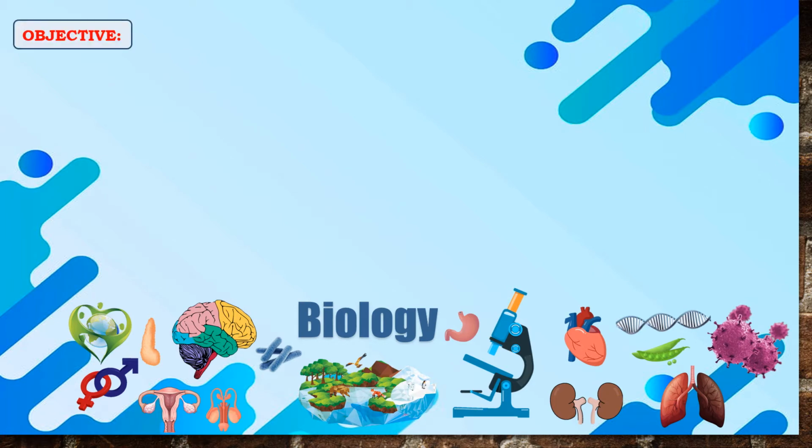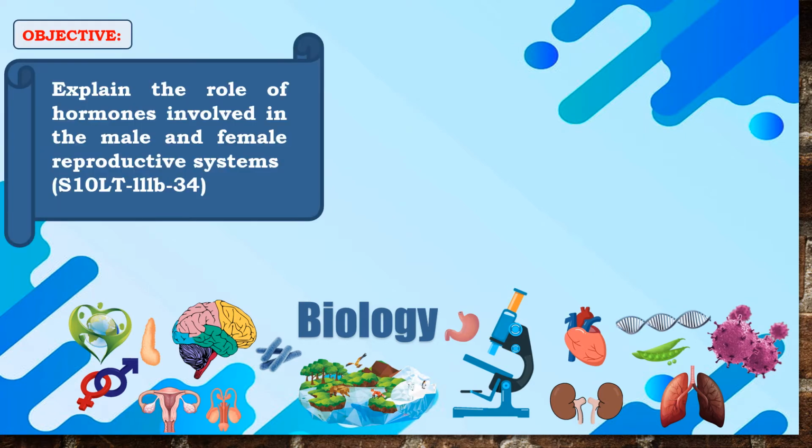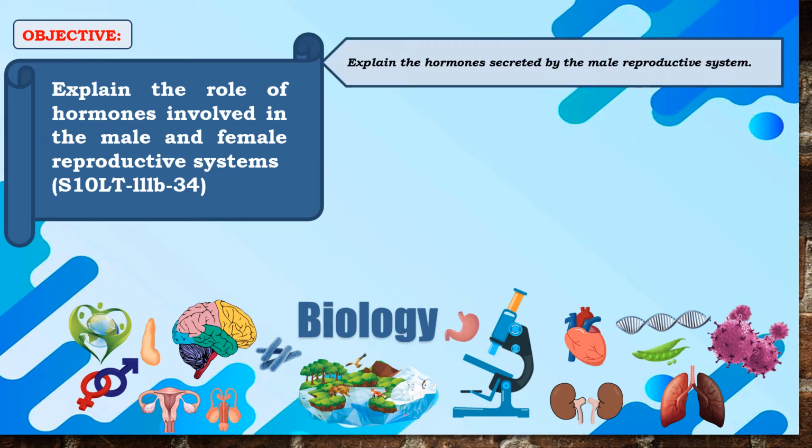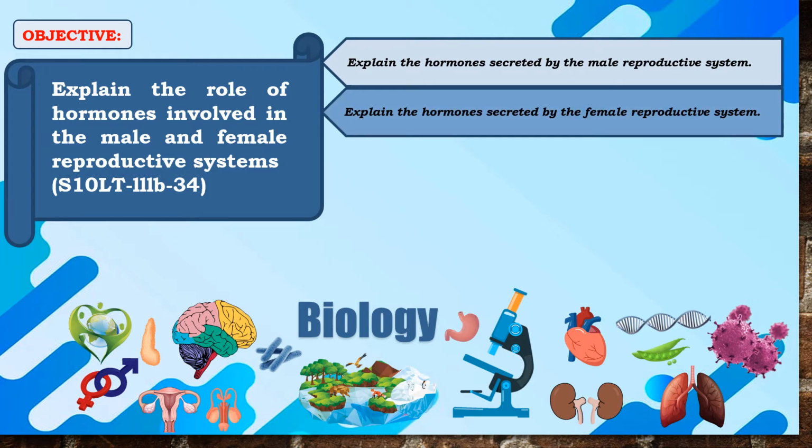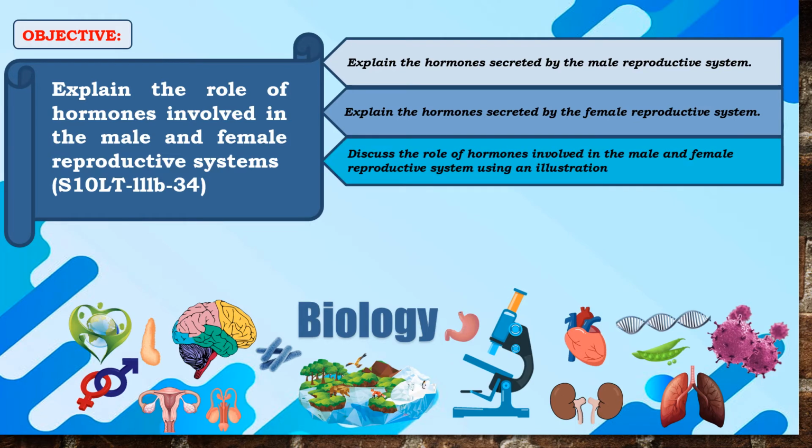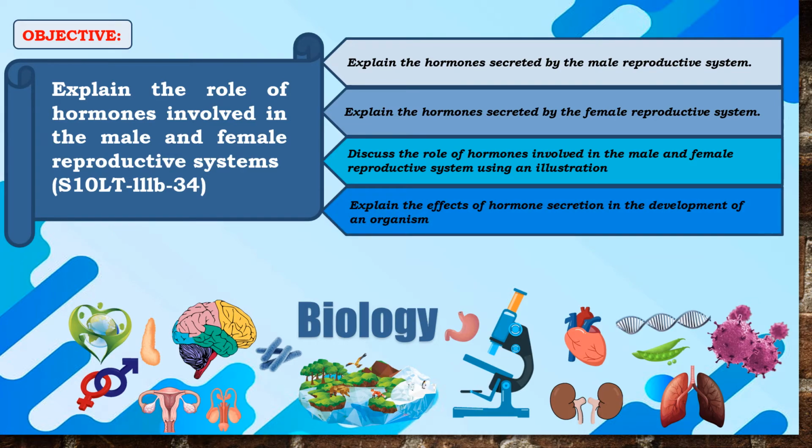In this video, you will learn about the role of hormones involved in the male and female reproductive system. Specifically, it will explain the hormones secreted by the male reproductive system, explain the hormones secreted by the female reproductive system, discuss the role of hormones involved in the male and female reproductive system using an illustration, and lastly, explain the effects of the hormone secretion in the development of an organism.